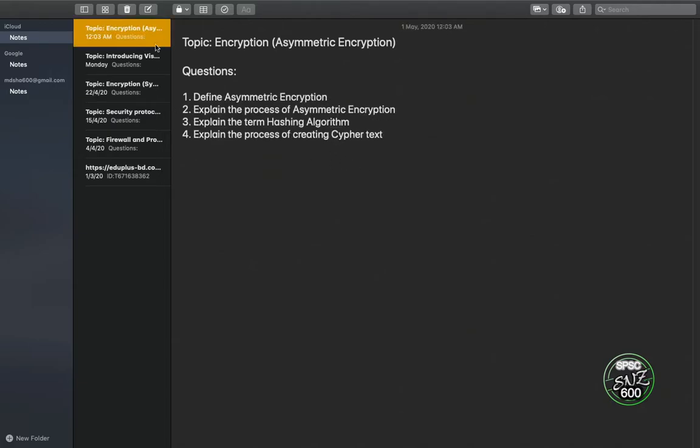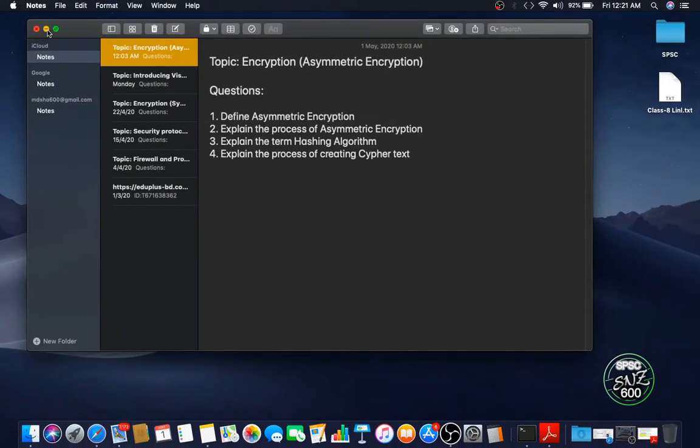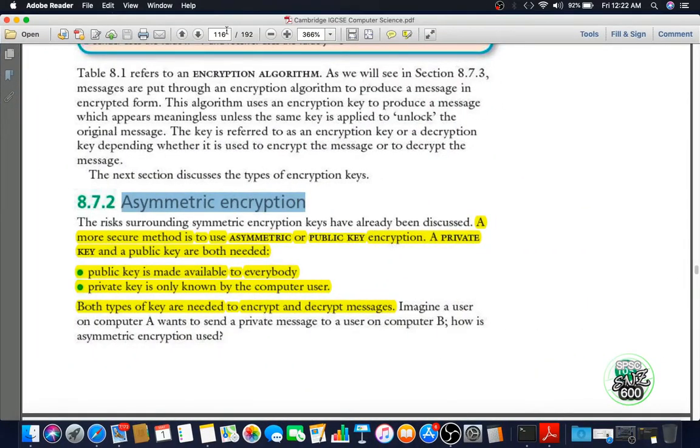Today we'll go to the next topic, that is asymmetric encryption. We'll learn the questions: define asymmetric encryption, explain the process of asymmetric encryption, explain the term hashing algorithm, explain the process of creating ciphertext. Now get your computer textbook and go to page number 116.